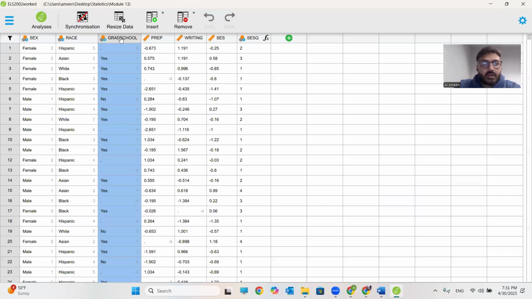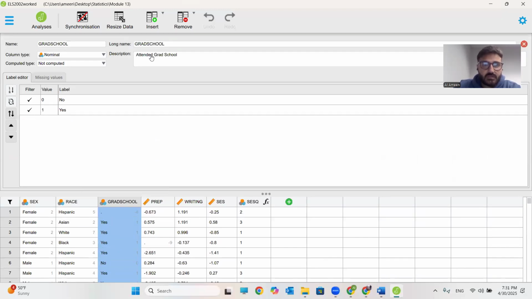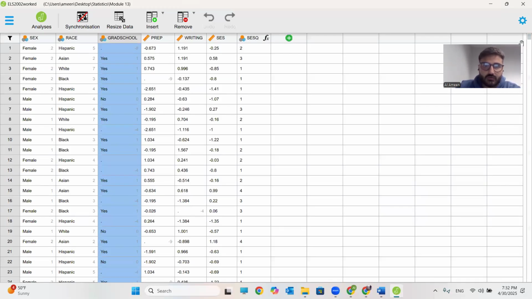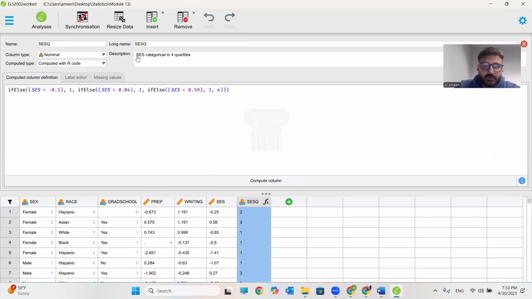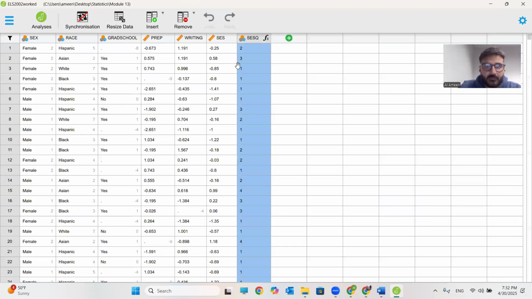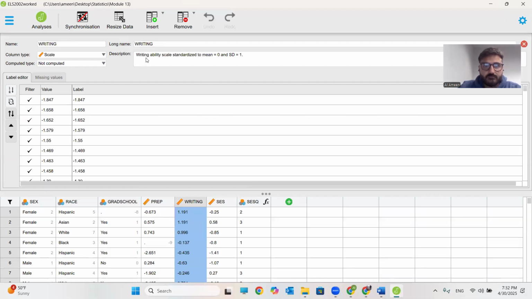If we look at the database, grad school basically has values of 0 and 1, yes or no: did you attend grad school? And this is what you're trying to figure out. SESQ is socioeconomic status, categorized in 4 quartiles, so the values are going to be from 1 to 4. And writing is your ability to write, standardized to a mean of 0 and SD of 1.